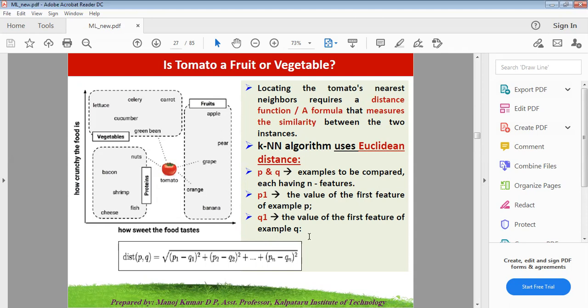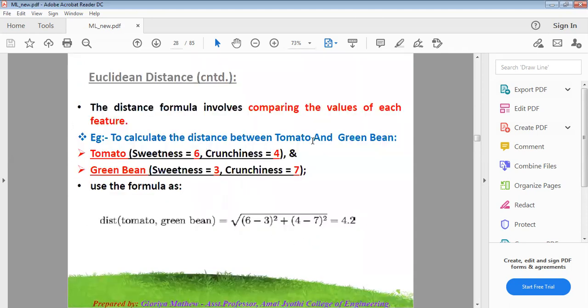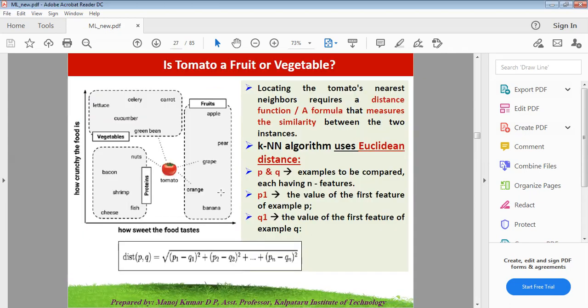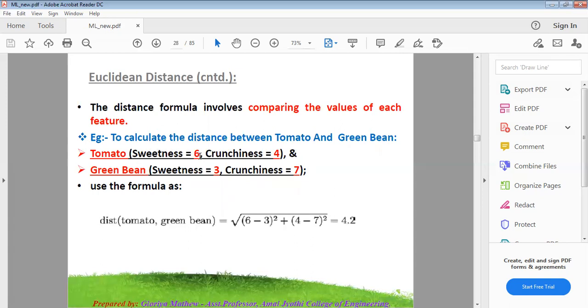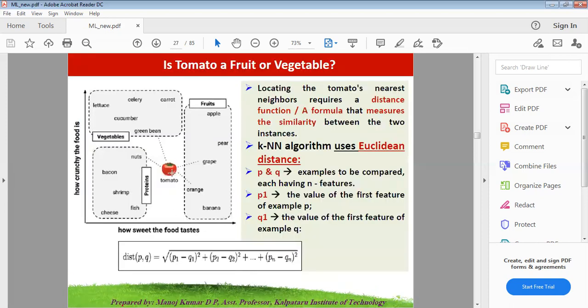Okay, so now you see, to calculate the distance between tomato and green bean. So where is tomato? Here it is tomato. Here it is green bean. So how much is the sweet and how much is the crunchiness? For tomato, sweet is this one. So green bean sweet is less, tomato sweet is more. Tomato sweet is equal to, you have to assume some values. Okay, I am telling you, assume values 6 and 3. So compare both.